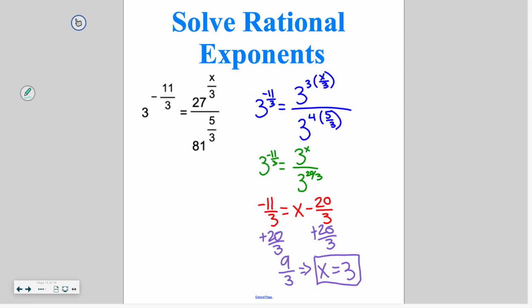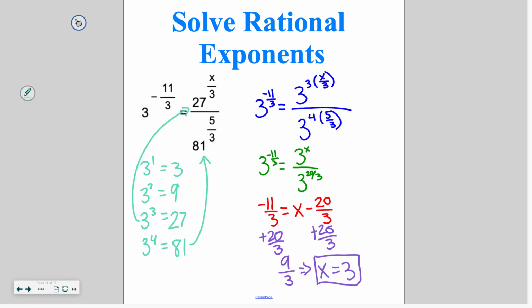In this case, our base is 3. 3 to the 1 is 3. 3 to the 2 is 9. 3 to the 3rd being 27. And 3 to the 4th being 81. So those match up with our original bases that we had.